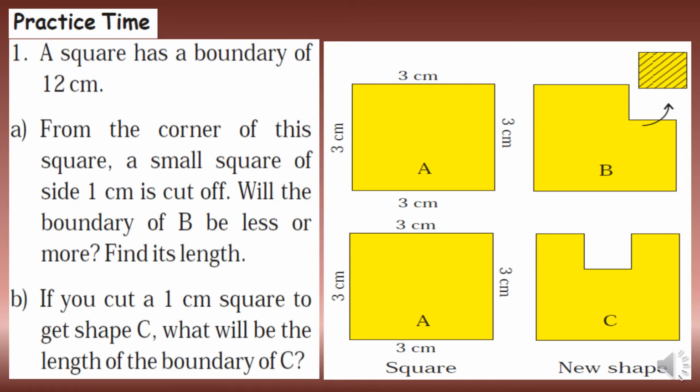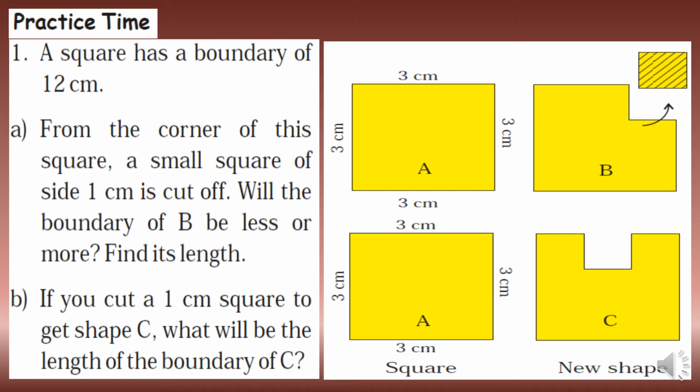Practice time. A square has a boundary of 12 centimeter. So here in the figure you can see square A, 3 centimeter from each side. So 3 fours are 12 centimeter. So its boundary is 12 centimeter. From the corner of this square, a small square of side 1 centimeter is cut off. So you can see it in figure B.